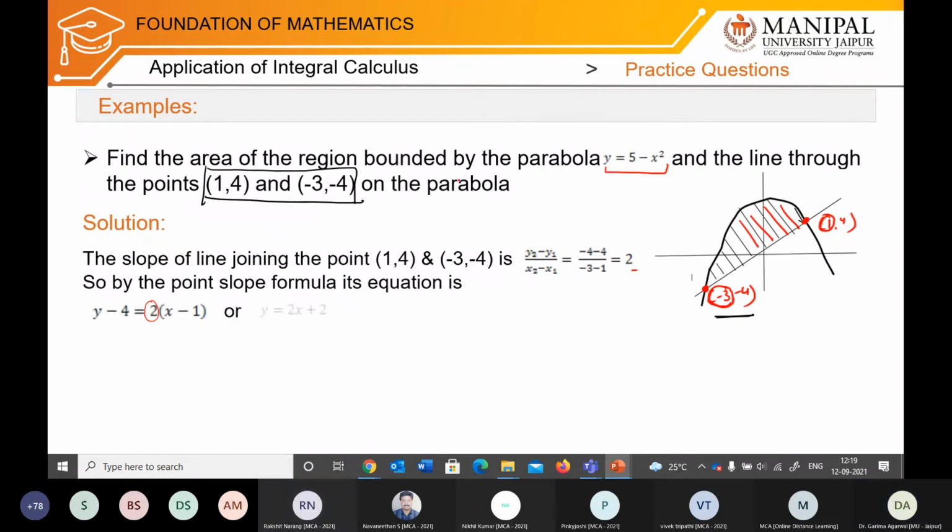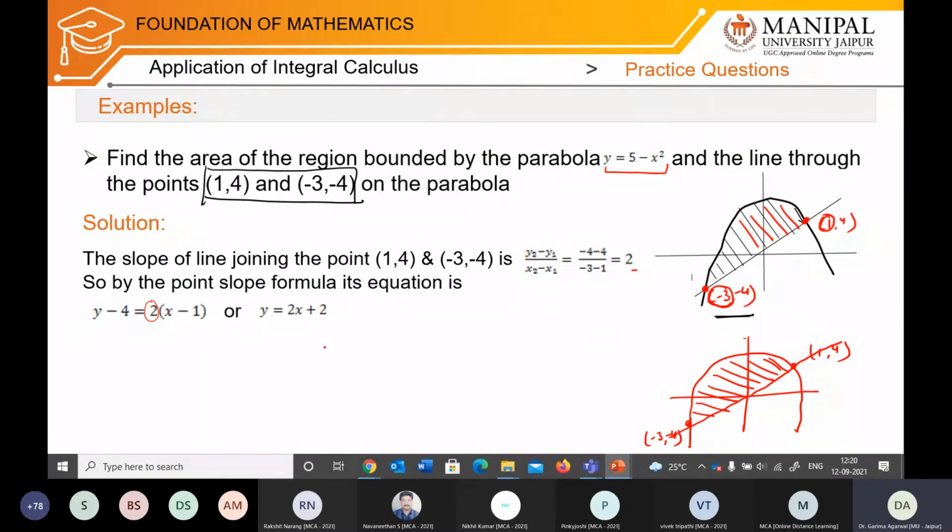Here I have the equation of a parabola and a line through two points on the parabola. The question is, you have this parabola, and two points on it, -3, -4, which will definitely be somewhere in the third quadrant, and 1, 4, somewhere in the first quadrant. So definitely this will be our line. And the region bounded between these two curves, this one is the region.